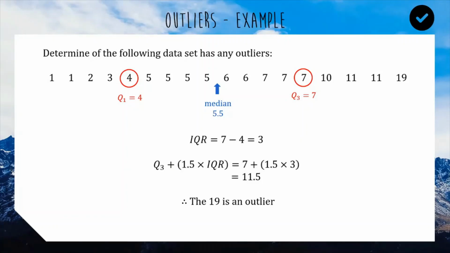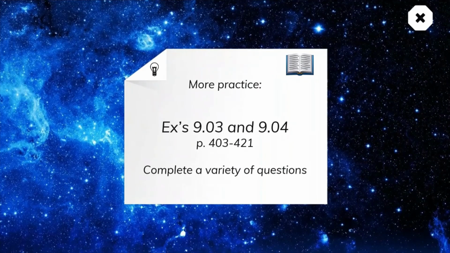Okay, so if that makes sense, you can get started on the questions in 903 and 904. Try and complete a variety and try and see all the different types, and you'll be fine.